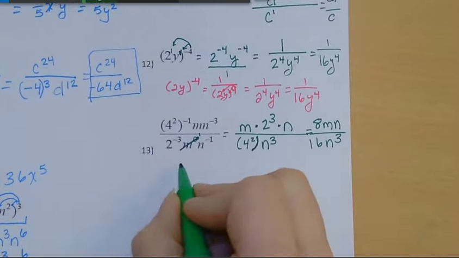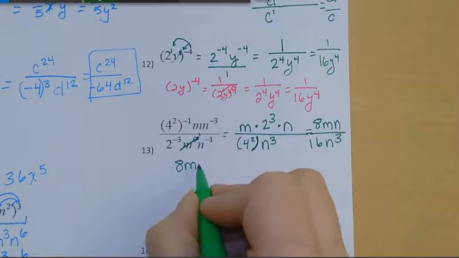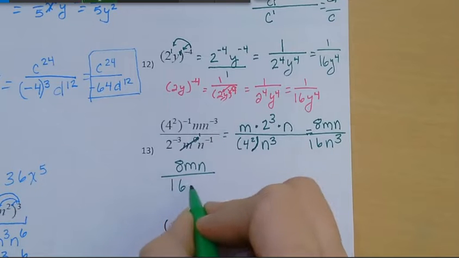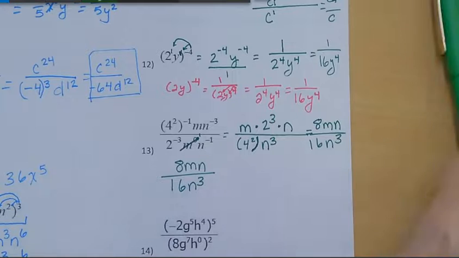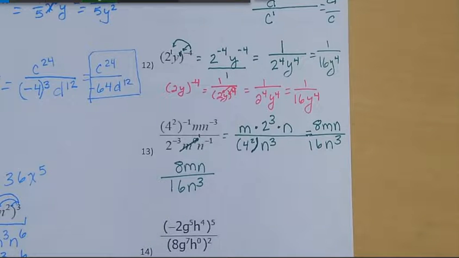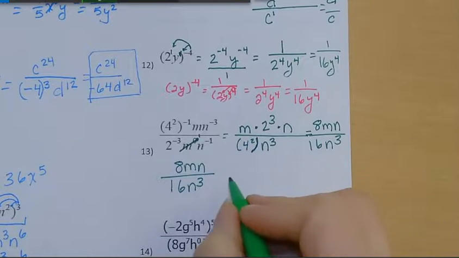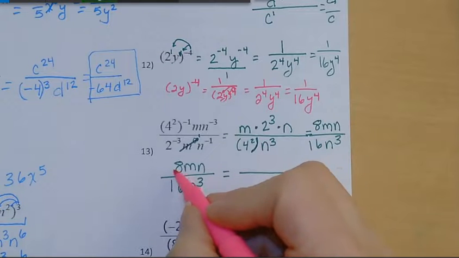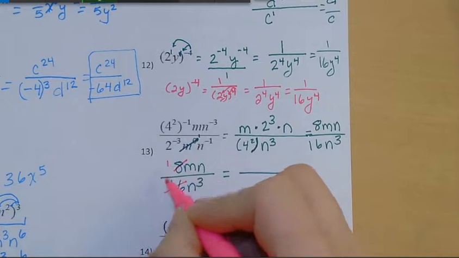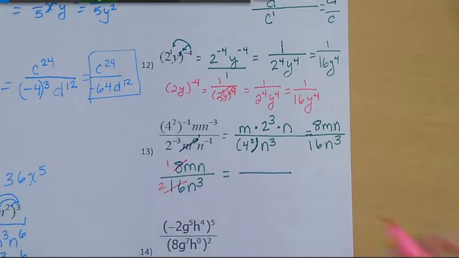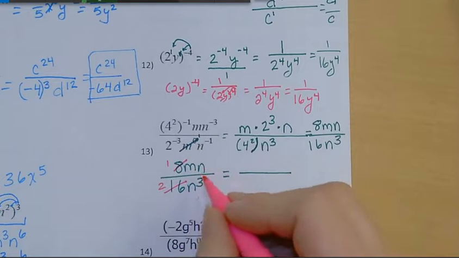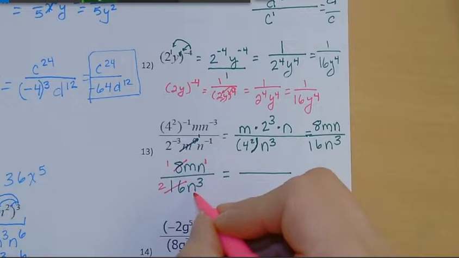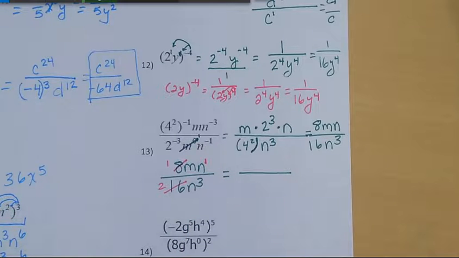So down here I'm just going to rewrite that. I have 8mn over 16n to the 3rd. So one way I can do this is I know that my new fraction bar is going to have 8 divided by 16, which is really 1 divided by 2. M will stay the same. N to the power of 1 over n to the power of 3.